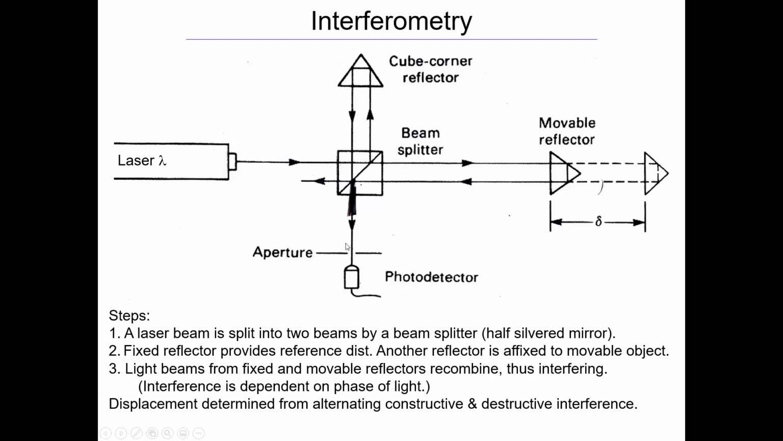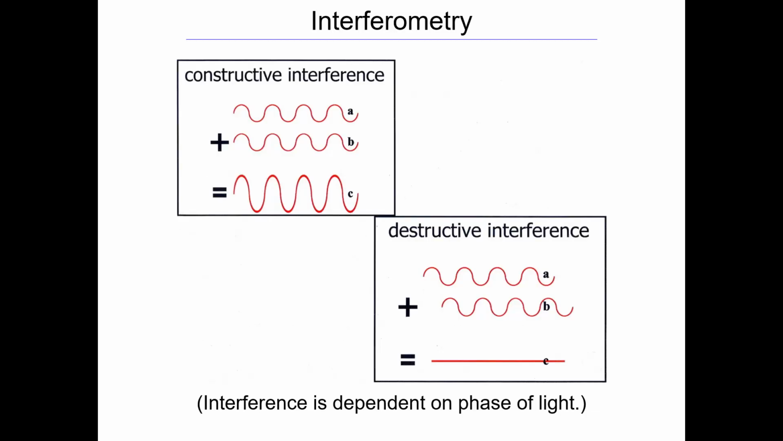That interference is dependent on the phase of light. I have a slide that's going to show this here in a minute. The displacement is determined from alternating constructive and destructive interference. Now let's look at that slide that shows the constructive and destructive interference. Probably familiar with this, but you have two signals that are in phase, they combine. That's constructive interference. If they're out of phase, they cancel each other. There's no signal when they're combined.